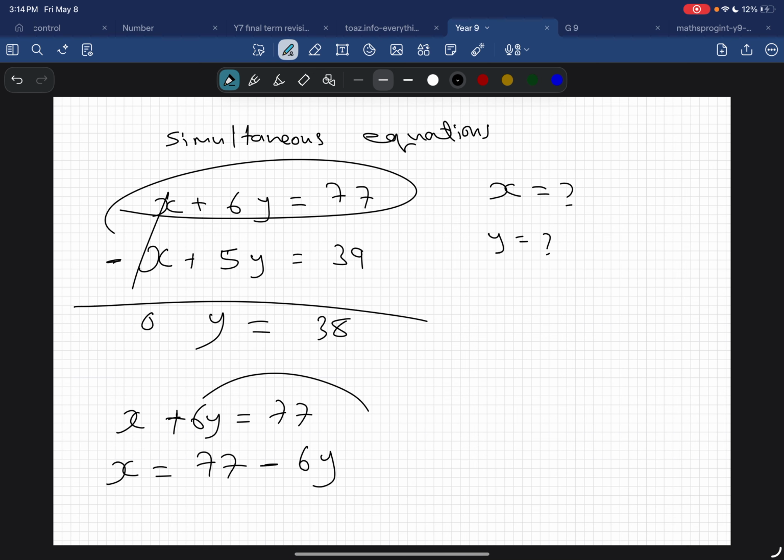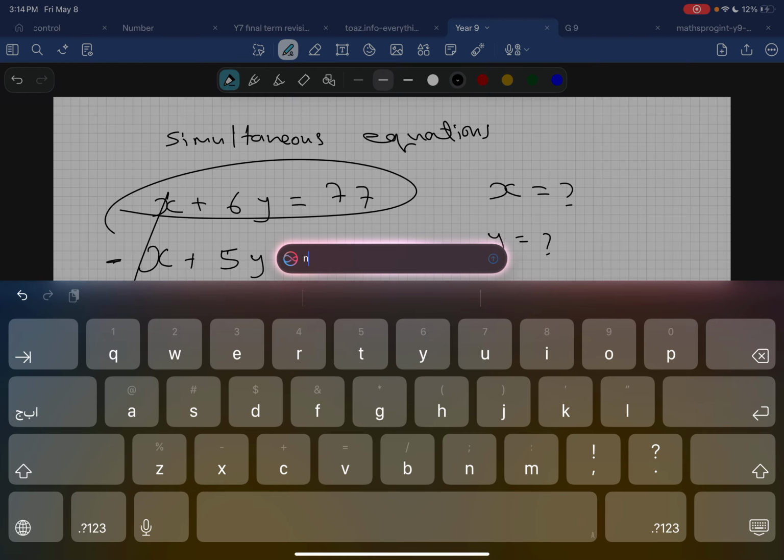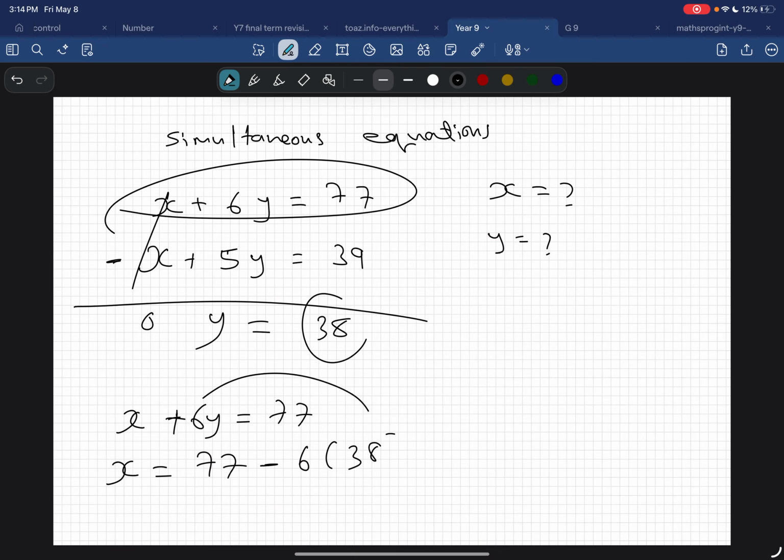Instead of y, I'm going to replace it with the number I got, which is 38. So it's 6 times 38. Actually not just 6, it's minus 6. So you do this, minus 6 times 38 is going to be minus 228. And here you go. So the value of x is going to be 77 minus 228. So it's obviously going to be a minus value there. So the value of x is going to be minus 151.